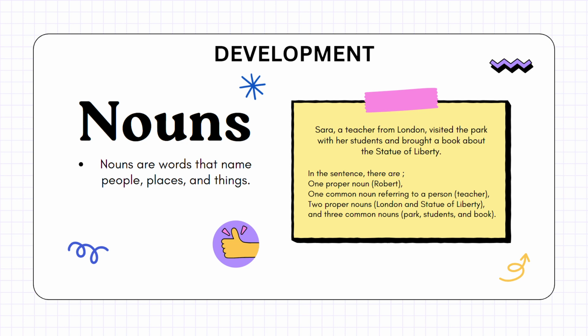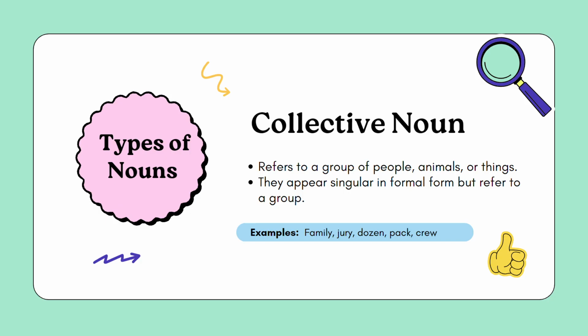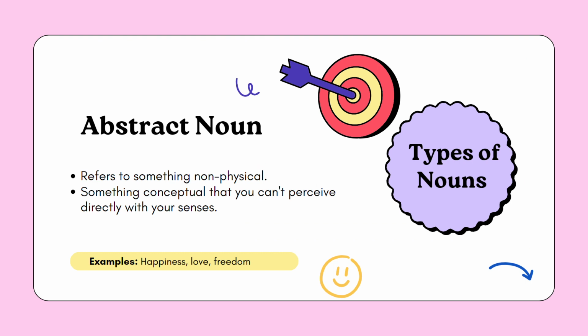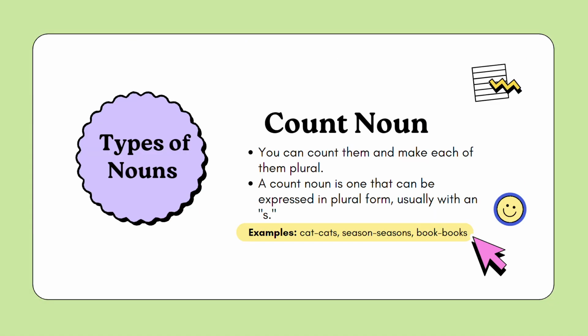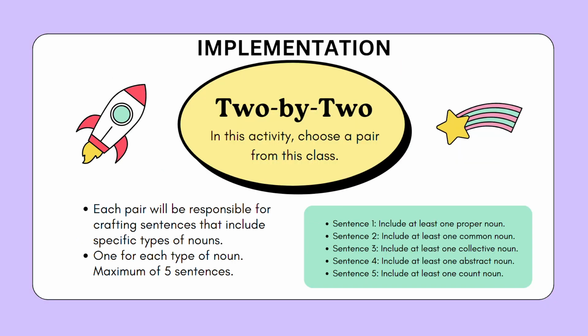And in this case, I will be discussing nouns. Nouns are words, and so on. These are the types of nouns: proper noun, common noun, collective noun, abstract noun, count noun. And identifying nouns in a sentence. After I discuss the topic, we will move on to I, which is implementation.